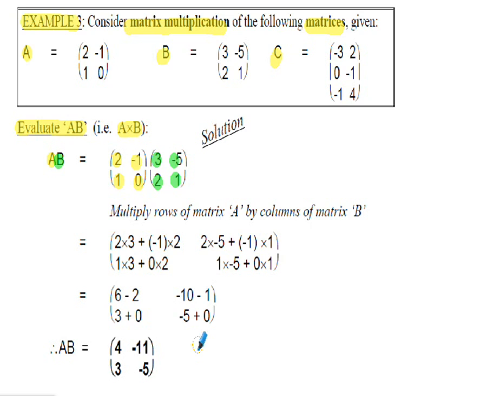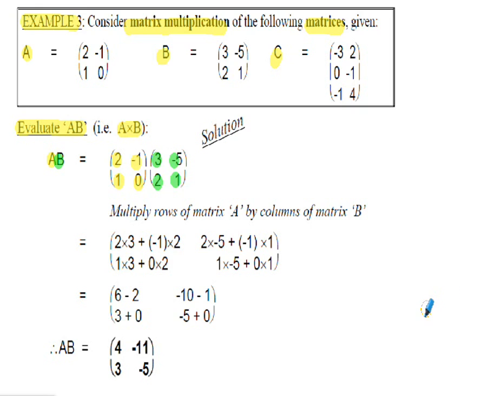Now we're going to evaluate the second row, first column element in AB. To do that, we will multiply the second row in matrix A by the first column in matrix B. So that will be 1 multiplied by 3, shown here, added to 0 multiplied by 2, shown here. Evaluating, that's 3 plus 0, or simply 3 for the second row, first element in AB.